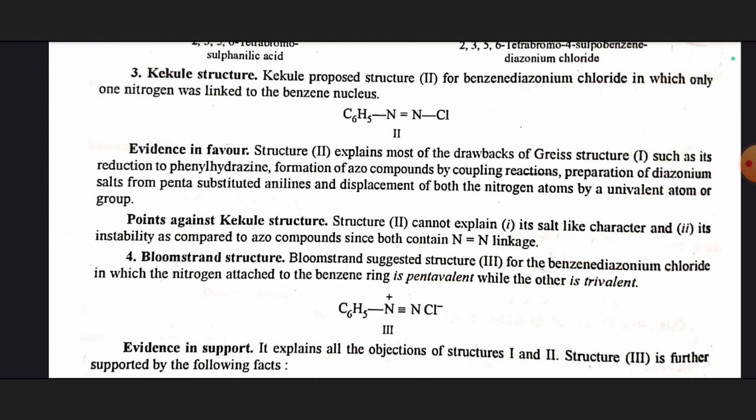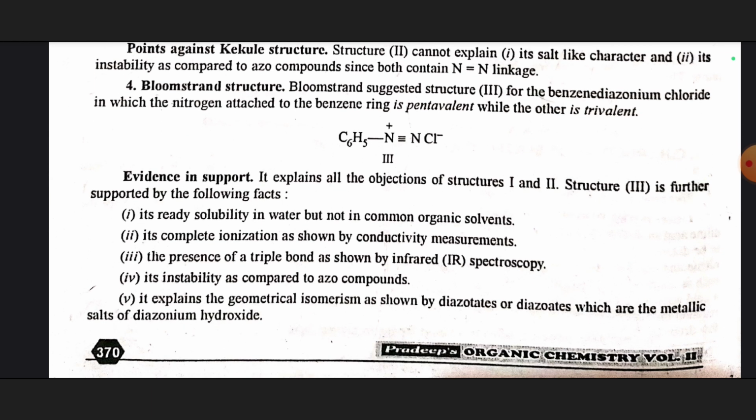Points against Kekulé structure. Structure 2 cannot explain, first, its salt-like character and, second, its instability as compared to azo compounds, since both contain a nitrogen-nitrogen double linkage. Fourth, Blomstrand structure. Blomstrand suggested structure 3 for benzene diazonium chloride, in which the nitrogen attached to the benzene ring is pentavalent while the other is trivalent. Evidence in support. It explains all the objections of structures 1 and 2.